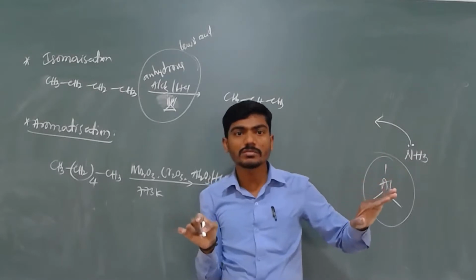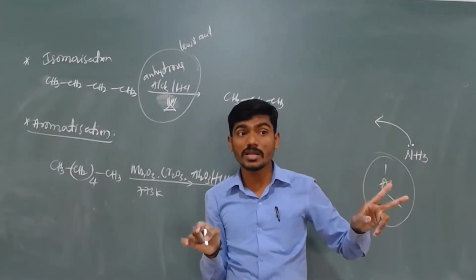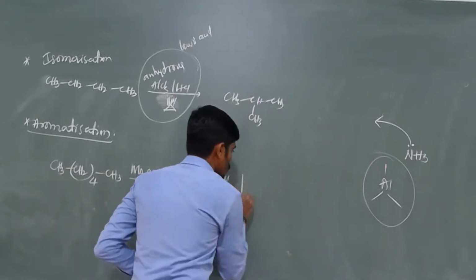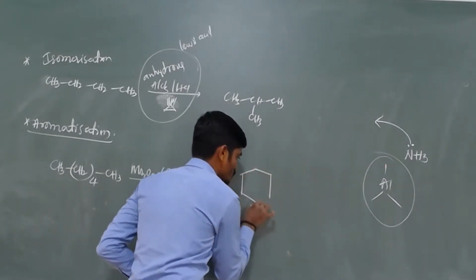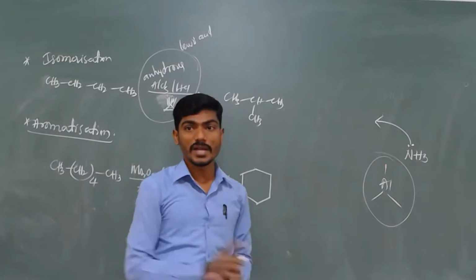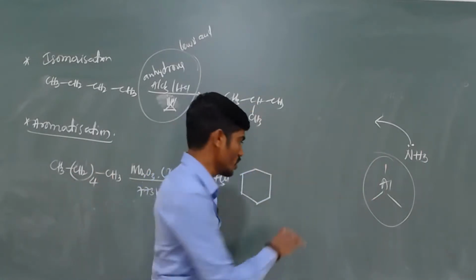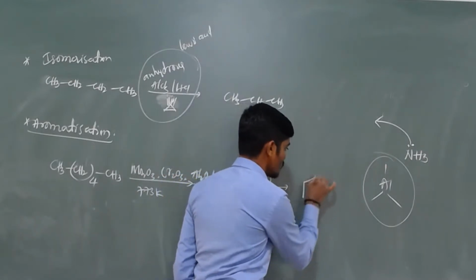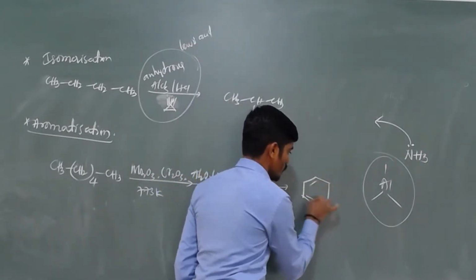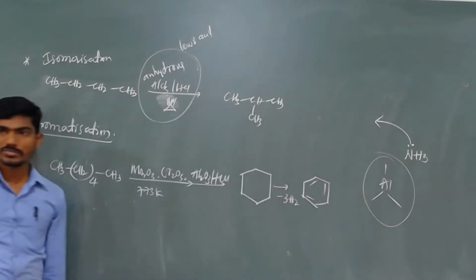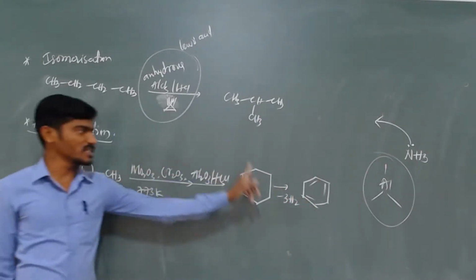What is eliminated? Six hydrogens will not be eliminated initially. When the ring forms, only 2 hydrogens will be eliminated first. So here cyclohexane is produced in the first step. And under this condition, 3 moles of hydrogen are again removed, and this gives rise to a benzene ring, minus 3H2. First step cyclization, cyclic bond.